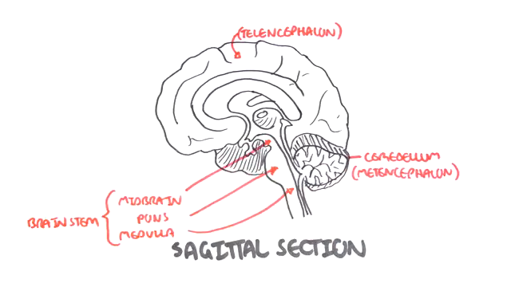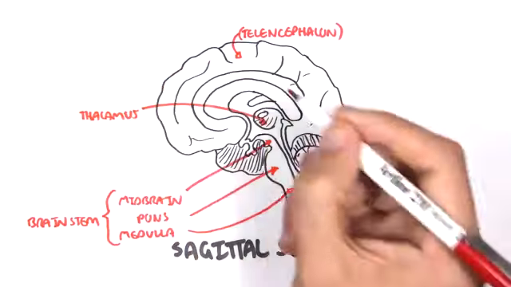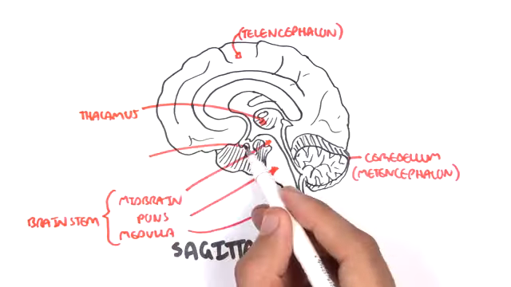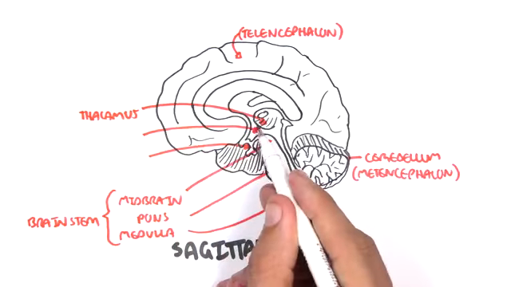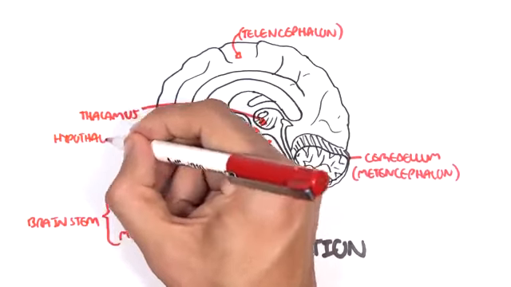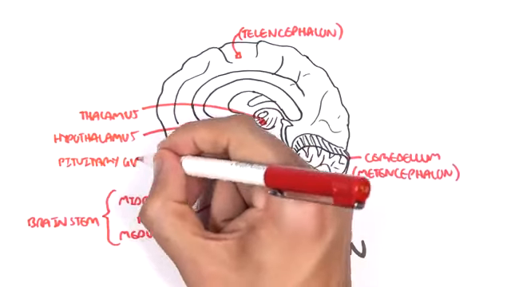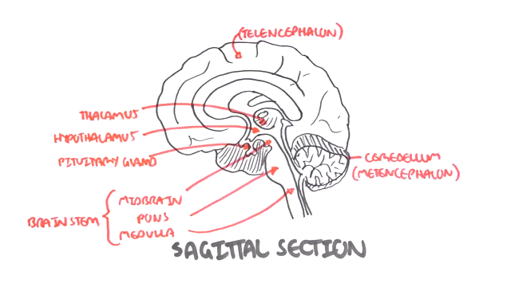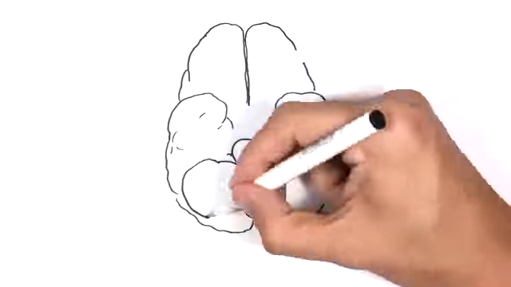Within the center here of the cut brain, there is the thalamus, the relay station of the brain. Below the thalamus is the hypothalamus. Hypo as in below. So hypothalamus, below the thalamus. And below the hypothalamus, there are two lobes, and these are known as the pituitary lobes. The hypothalamus and the pituitary lobes, or glands, are important endocrine glands.